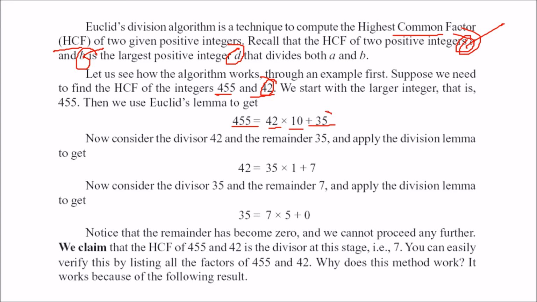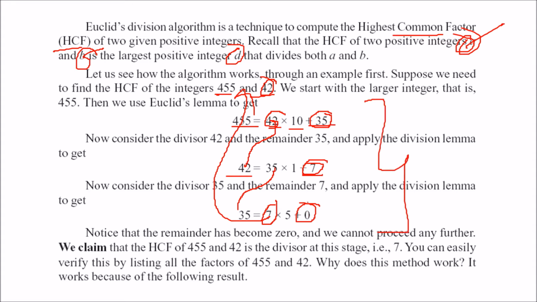Now, since the remainder is not 0, we take this 42 and do the same thing. 42 is 35 into 1 plus 7. Again the remainder is not 0, so we take 35. 35 can be written as 7 into 5. Now we have 0. This number 7 is our HCF. So without doing the things we used to do in our previous classes, just by applying the Euclid's division algorithm, we have found the HCF of these numbers.